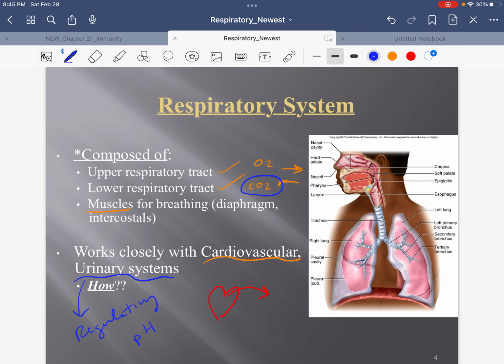What I wanted to say here is the respiratory system is made up of the respiratory tract, upper and lower, and some muscles that help us with breathing. Its functions, of course, are to exchange gases, breathing in and out, and regulate pH.